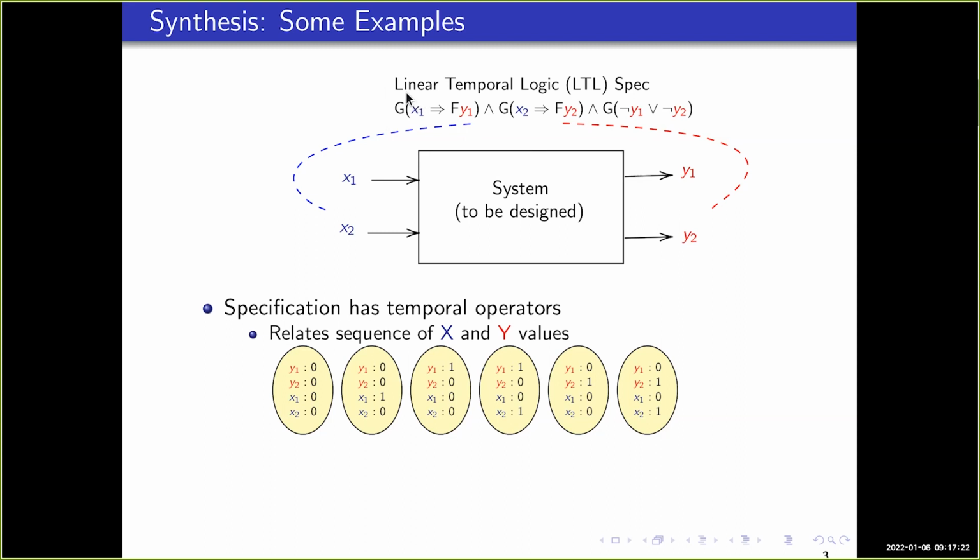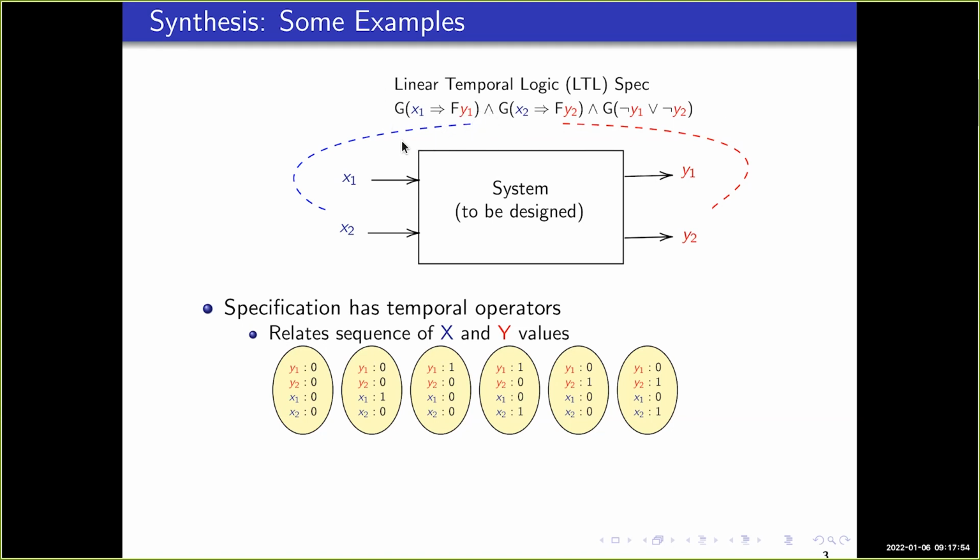So here is an LTL specification of a system with two inputs and two outputs. And since you are already familiar with a little bit, at least, with LTL syntax and semantics, I will just try to explain what this formula is trying to say, and then you can let me know if you think your interpretation is different, right?